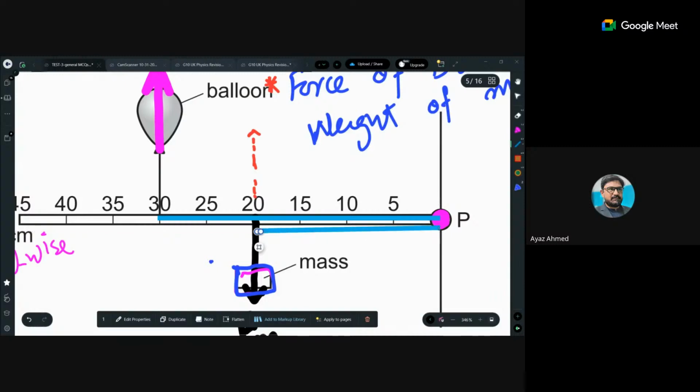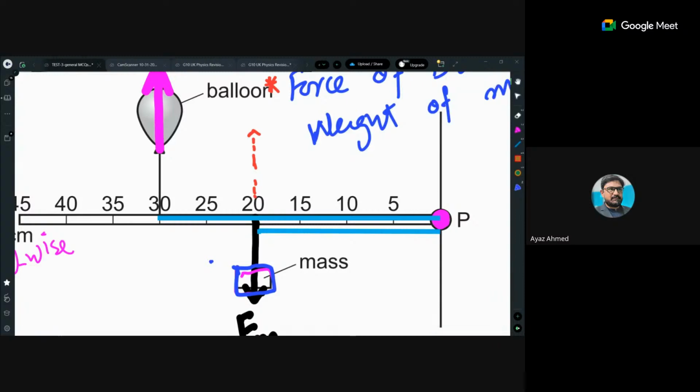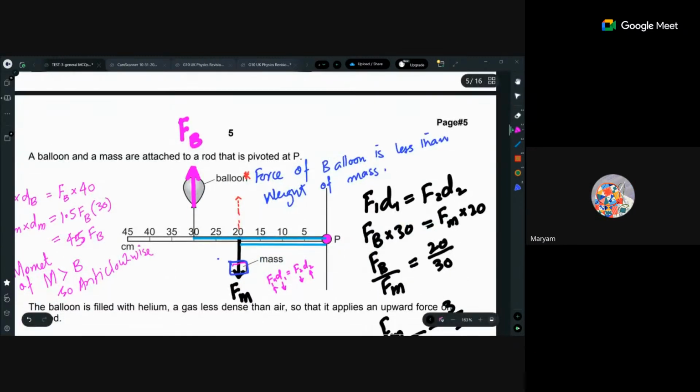So this distance is less. It means if an object is producing the same turning effect at a smaller distance, it has F into D. So F1 D1 is equal to F2 D2. If D1 is smaller than D2, it means F1 is greater than F2, isn't it?